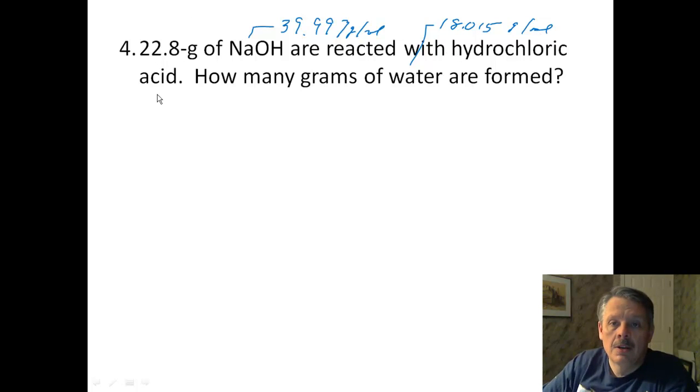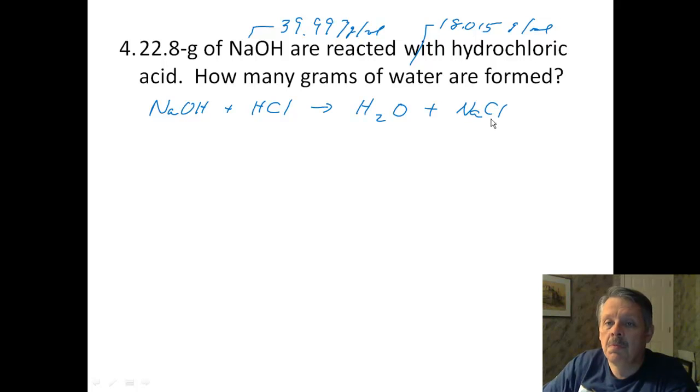So we also have to come up with the balanced chemical equation. We have sodium hydroxide plus hydrochloric acid, which is HCl, gives me water, and the other thing that's left is NaCl, table salt. So it gives me salt water. Now I look at my equation. My equation is balanced, so there's nothing I have to do to balance it.